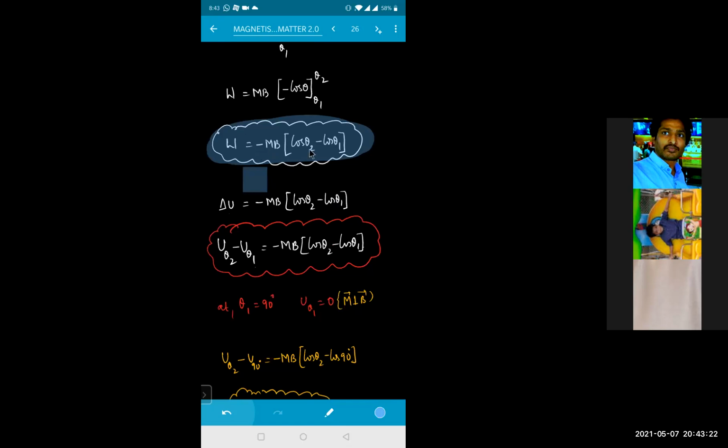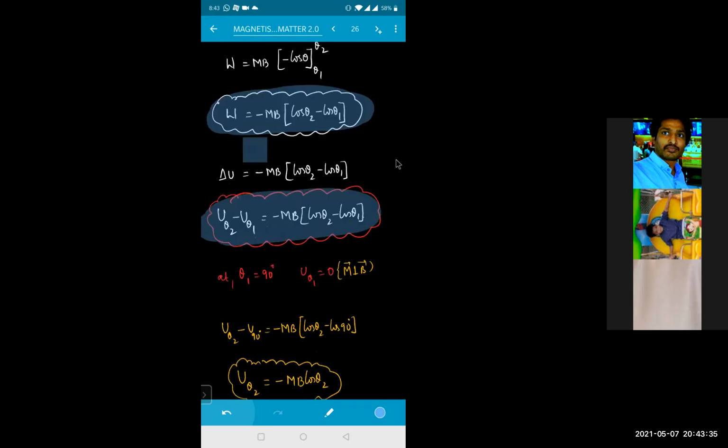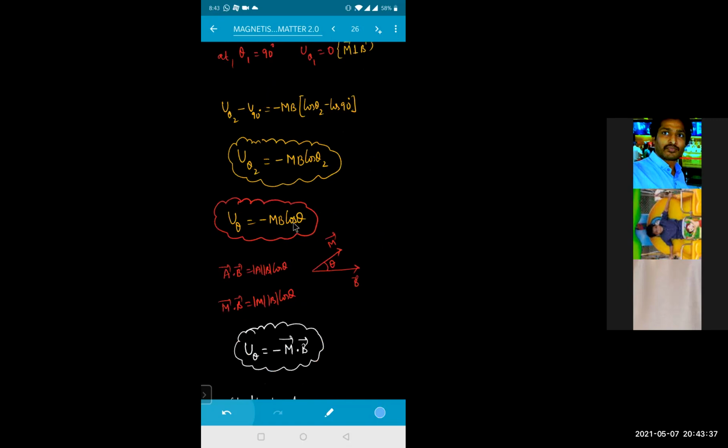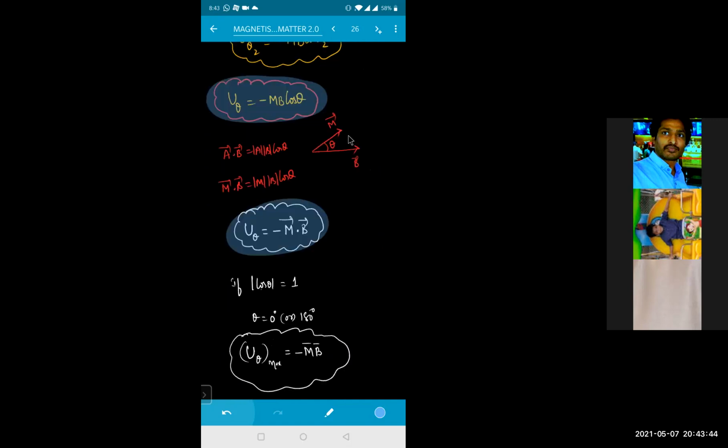If I remove the minus sign, this will become how much? Cos theta 1 minus cos theta 2. The potential energy formula will be equal to how much, beta? U theta 2 minus U theta 1 is equal to minus MB into (cos theta 2 minus cos theta 1). Is that clear? Yes, sir. The general formula is equal to how much for me? U is equal to minus MB cos theta, or in dot product, U is equal to minus M bar dot B bar.